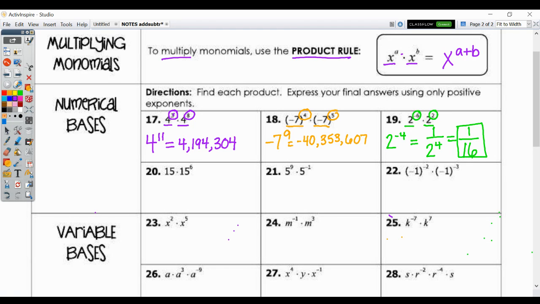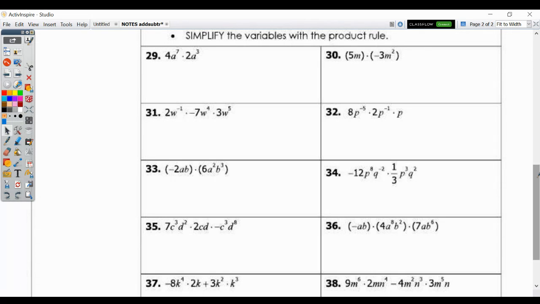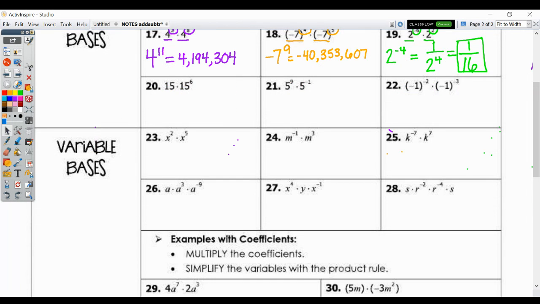Okay, let's go down here to variable exponents. Okay, so this is the same thing. I have x to the second times x to the 5th. So my answer is going to stay x, and then 2 plus 5 is going to be 7. So my answer will be x to the 7th.